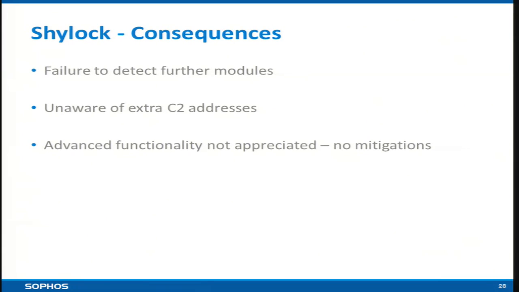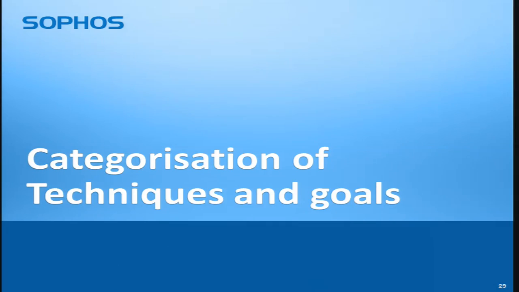So what happens to us if we fail to realize that we're being fooled by Shylock? Well, again, we'll fail to detect those extra modules, and we'll be unaware of the extra command and control infrastructure, and we won't understand and appreciate the more advanced web inject feature. So we won't be able to develop countermeasures and mitigations to stop it from being successful.